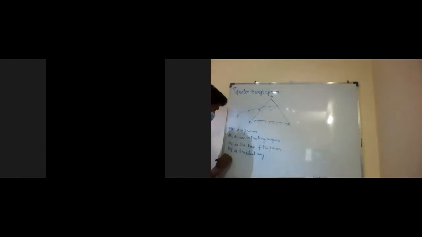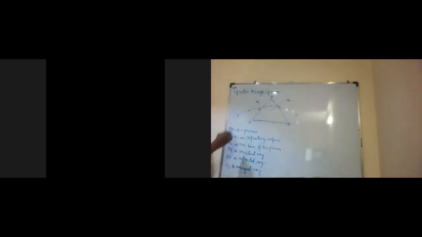QR is the refracted ray, and RS is the emergent ray. Here, PQ is the incident ray, QR is the refracted ray, and RS is the emergent ray. Now, here N1 and N2 are both normals.